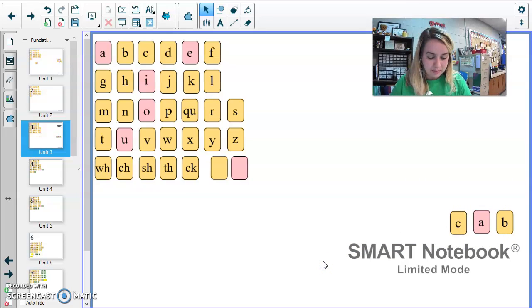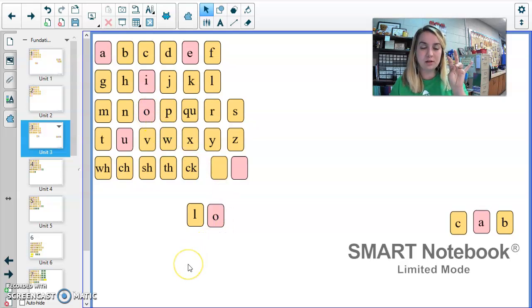Okay, our next word is going to be lock. Say that with me. Lock. What am I going to pull down and what are you going to write for the first sound? L. Very good. Then O. Then K. I could put my C, I could put my K, or I could put my CK. Let's figure out what the right answer is.